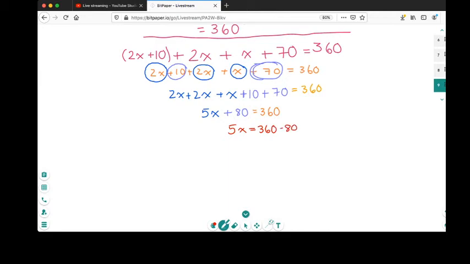Okay, guys? So that's going to be 5x equals 280. And then we want to get this 5 off of the x, because we want x to be by himself. We want him to be in quarantine.